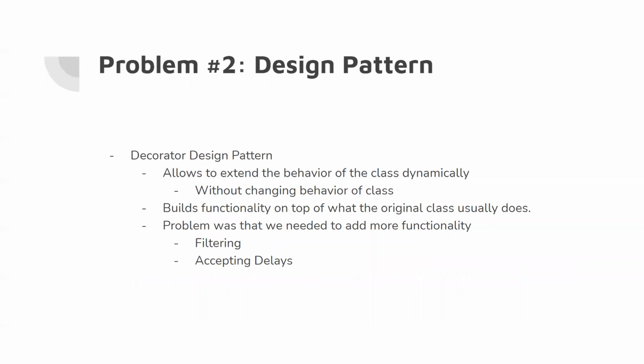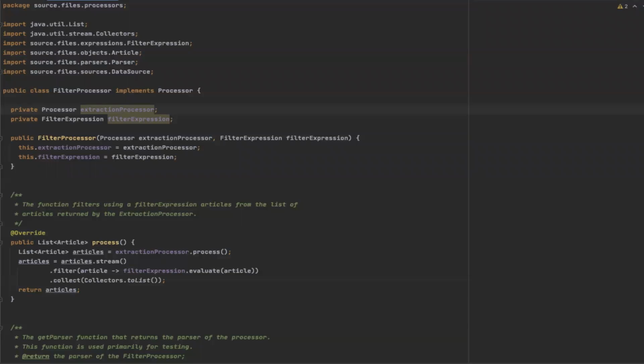So let's look at the design pattern that I used to tackle this problem, which was the decorator design pattern. It allows you to extend the behavior of a class dynamically without actually changing the class. So it builds functionality on top of what the original class usually does. The problem we needed to solve using the design pattern was adding more functionality: filtering, accepting delays, and caching. So let me show you some code examples to express what I'm talking about.